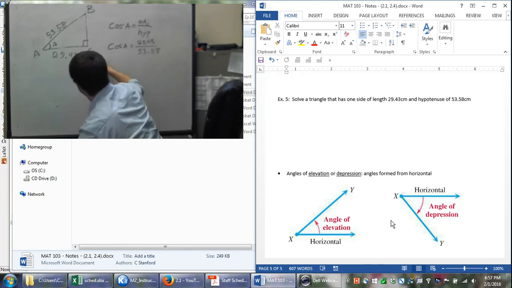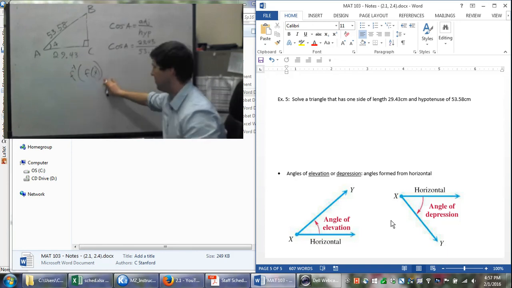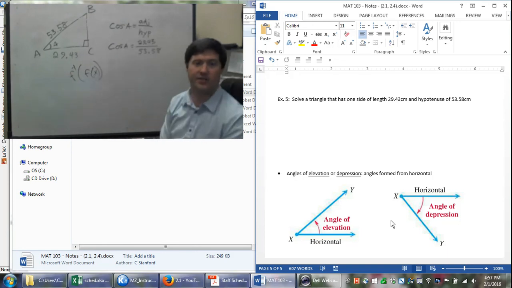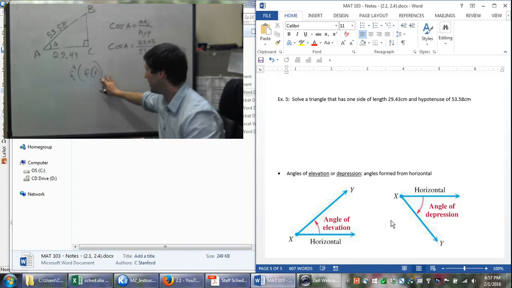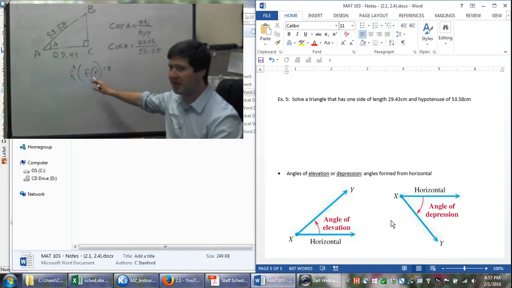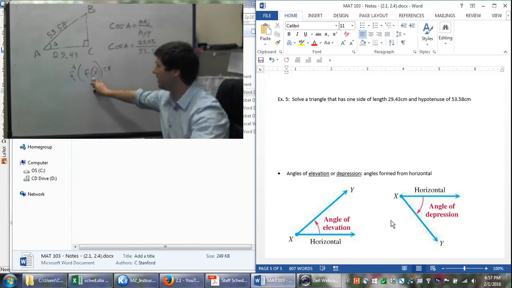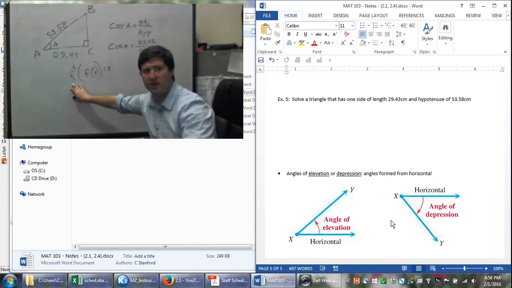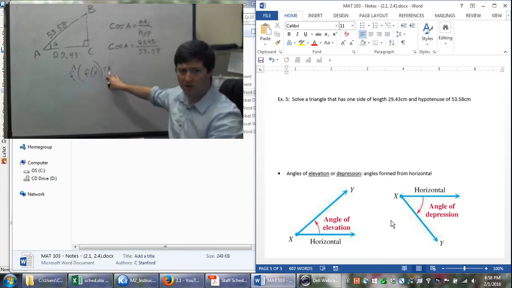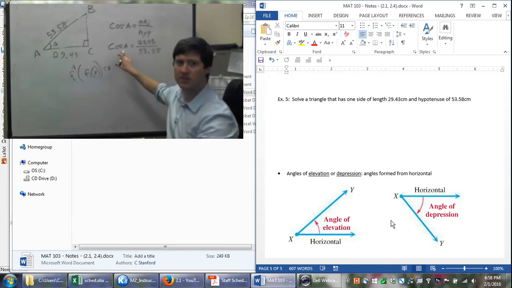So what do they tell us? They said it has one side of length 29.43 centimeters. Which side? Well, I'm assuming they mean one of these two sides, since they gave us the hypotenuse. They say the hypotenuse is 53.58 centimeters. So we pick one of these and call it our side. I don't care which one we pick. I'll pick the bottom one just to mix things up a little bit. So we said that side length is 29.43 centimeters.